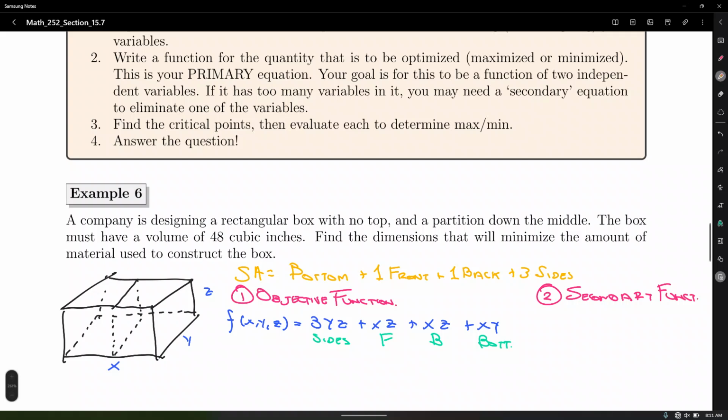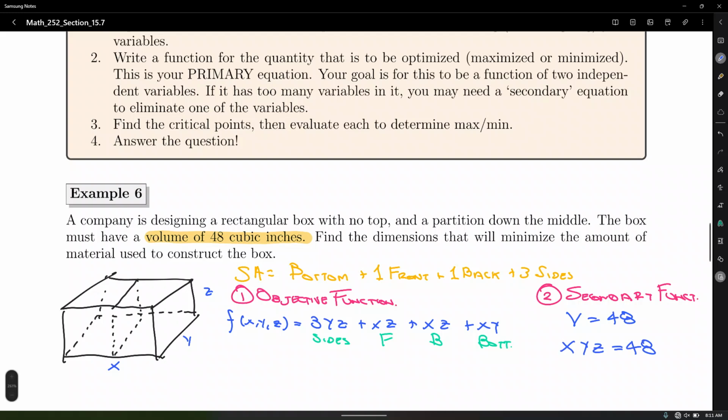Well, what are we given anyway? Are we not given that the volume is to be 48 cubic inches? So volume equals 48. But how do we get the volume of a rectangular box? Isn't that just the product of the 3 lengths, length times width times height, in this case x, y, z? So that is xyz equals 48.